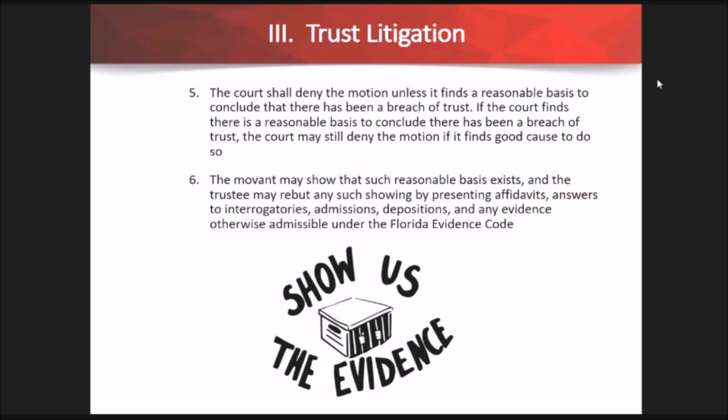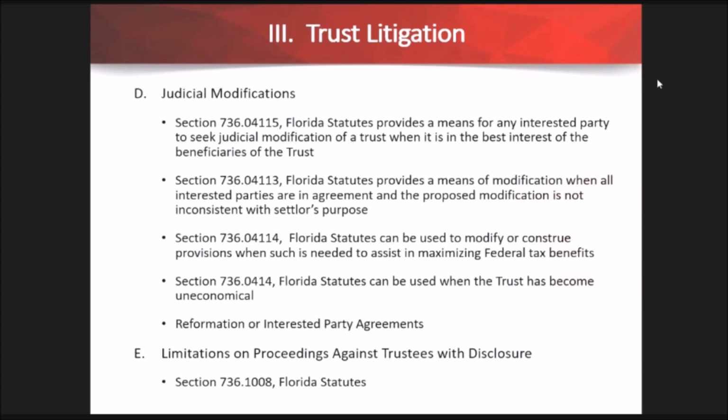Number 5 here, just take a look at it. I think that gives you an idea of what the standard is. The court shall deny the motion unless it finds a reasonable basis to conclude that there has been a breach of trust. If the court finds there is a reasonable basis to conclude there has been a breach of trust, the court may still deny the motion if it finds good cause to do so. So I think it's definitely showing you that you have the burden to convince the judge that you're really likely to win this, and that it would really be wrongful to allow the trustee the benefit of the doubt to use those monies.